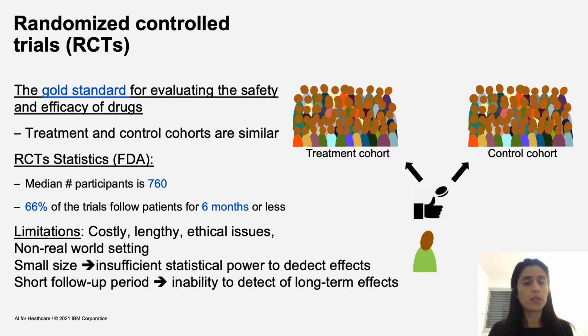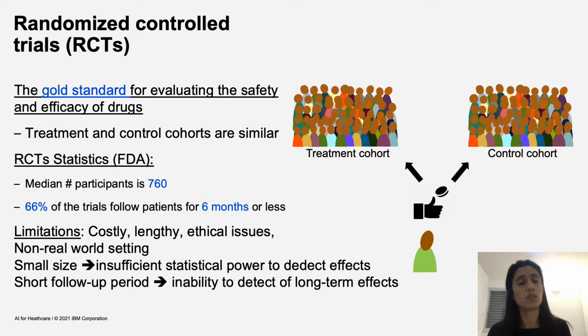So let us focus on the third phase of clinical trials, which are usually designed as randomized controlled trials. Under this design, each participant is randomly assigned to either the treatment cohort where the tested drug is given, or to a control cohort where an alternative drug or a placebo is given. Randomized controlled trials are the gold standard for evaluating the safety and efficacy of drugs. And the randomization process is the one that ensures that the treatment and control cohorts are statistically similar.